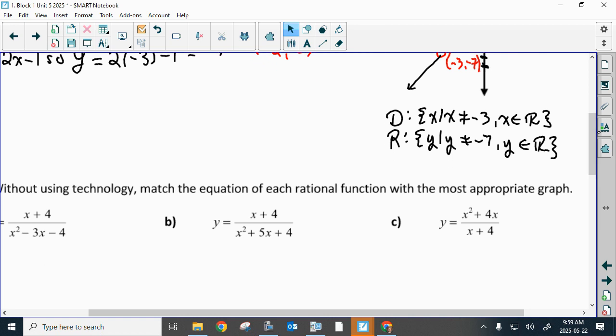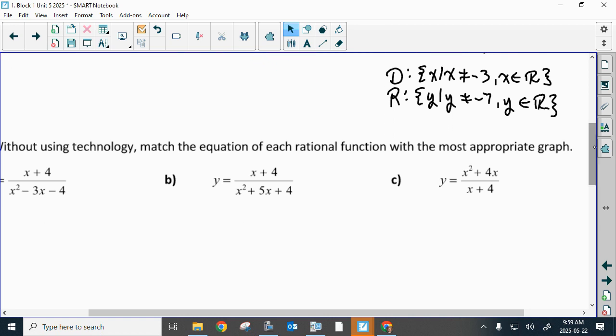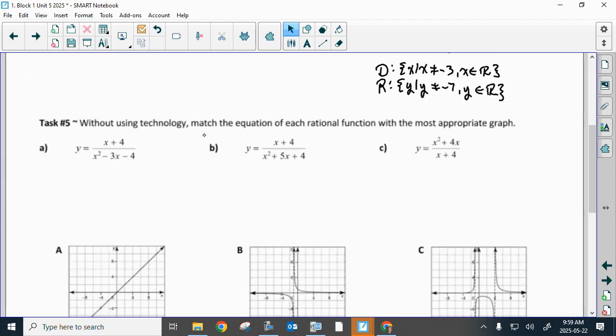Okay, I want to show you guys this last question. You're going to match the graph with the function without using technology. So can I get you guys just to try this? Factor the numerators, factor the denominators, see if it's going to have a point of discontinuity. If there's 2 factors that stay, then that means that there's 2 vertical asymptotes, right? So factor your numerators, factor your denominators.